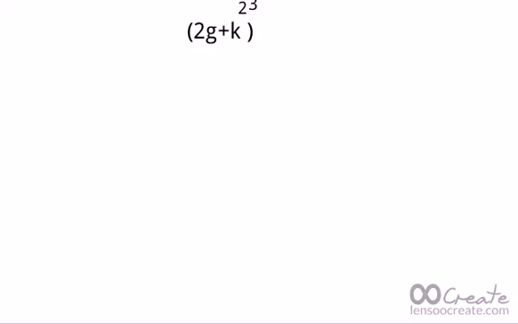First, cube the first term, which is this. So 2g will become 8g cubed. Then the next step is thrice the product of the square of the first term and the second term.